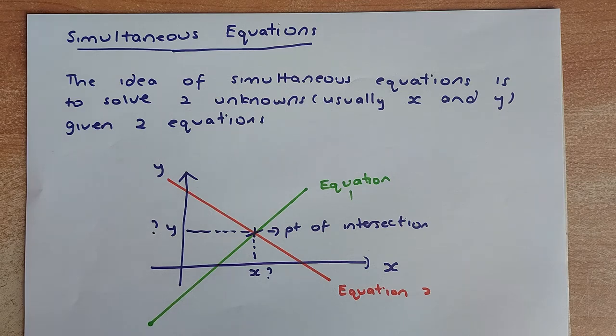Today we are looking at some questions involved in the NCEA Level 1 as well as Level 2. This topic will be called Solving Simultaneous Equation. What is simultaneous equation? The idea of simultaneous equation is to solve the two unknowns, usually the x and the y, when you are given two equations.